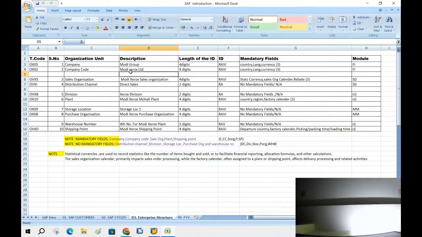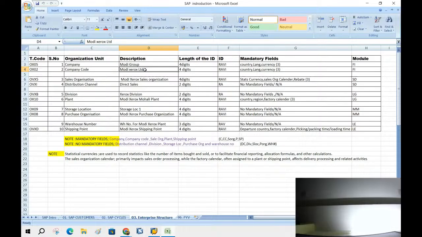Now let's assume we have taken an example. If Modi Xerox wants to implement SAP in their organization, they are going to place an order with an implementer. Let's assume it will be IBM. Now, what is the thing which is going to be done by the IBM people? First, they have to map the structure of Modi Xerox into the software. Now, how is it done? First, we have to understand the structure of any company, how it looks like. What is the terminology being used in SAP language and what it is called in the domain or outside language.